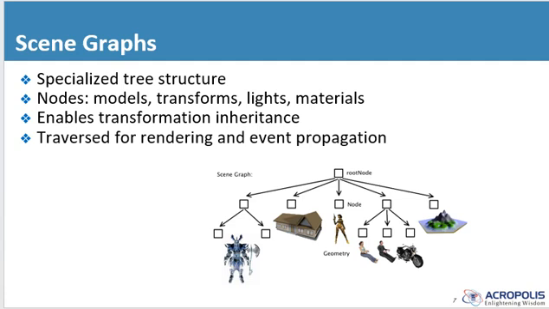Scene graphs. A scene graph is a specialized tree where each node represents a graphical element like models, transformations, materials, or lighting. These are crucial for rendering as they allow transformation inheritance, meaning child nodes inherit transformations like rotation or scale from their parent. They are traversed for rendering or event propagation in a structured way.